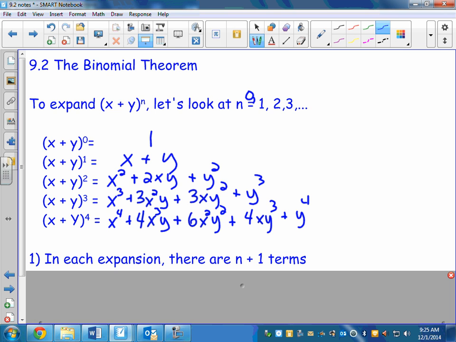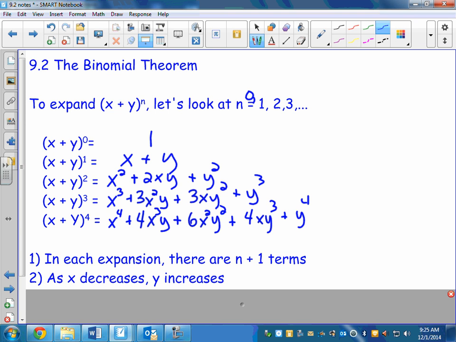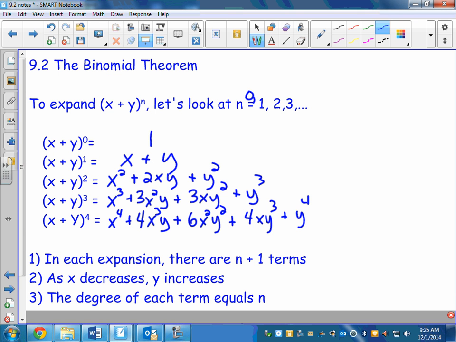You notice that the sum of each term always equals the power over there? 4 plus 2 plus 1... these two, 4, right? What about this? What if you add that up? Oh, 4. I see what you're saying. That's 4, that's 4, that's 4. Like each term adds up. Each one of these adds up to 3. I just wrote as x decreases, y increases. And that's my last one I said. The degree of each term equals n.